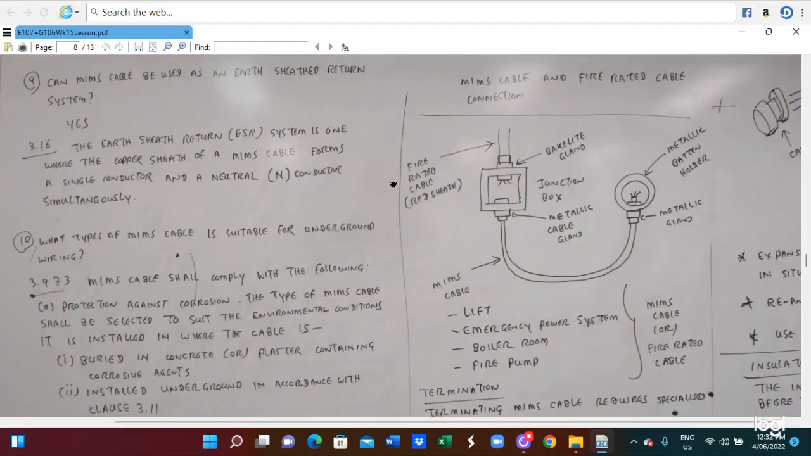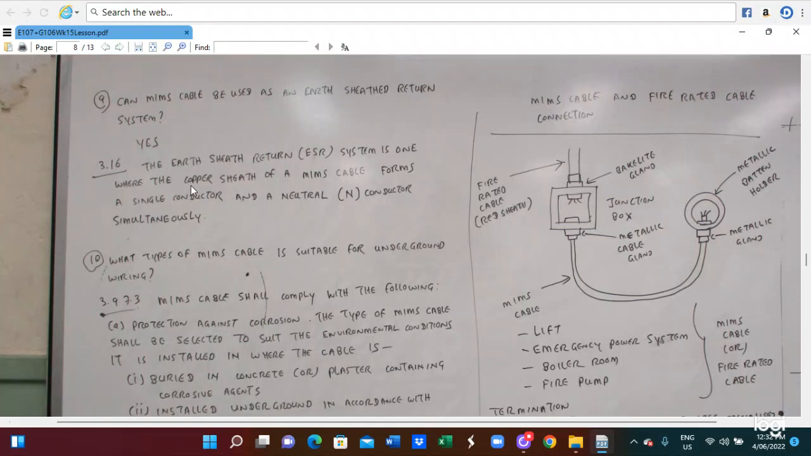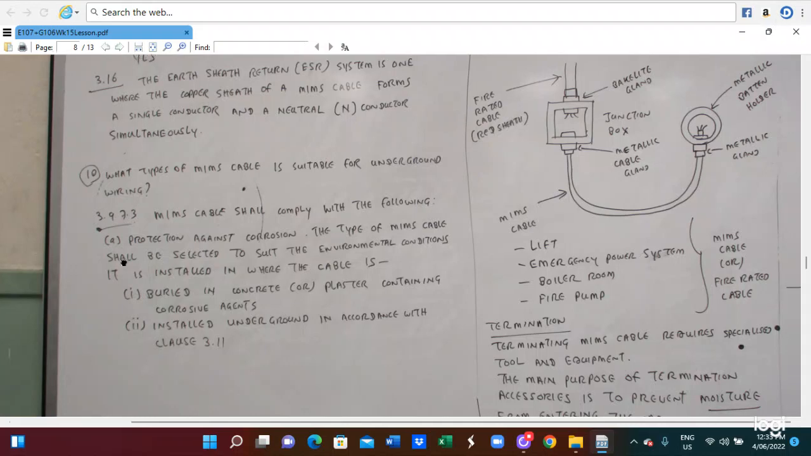Can the MIMS cable be used for the sheet return system? Answer: yes. We follow clause 3.16. What else is the MIMS cable used for? Underground. Under 3.9.7.3, the MIMS cable is combined with the following: protection against corrosion. The type of MIMS cable shall be selected to suit the environmental condition. The cable is buried in concrete, plaster, and they also install it underground, in accordance with clause 3.11.